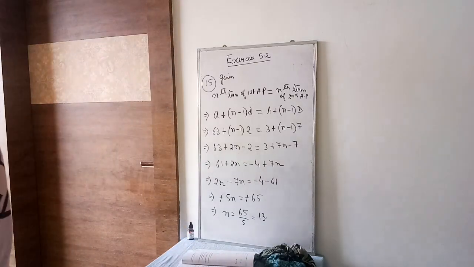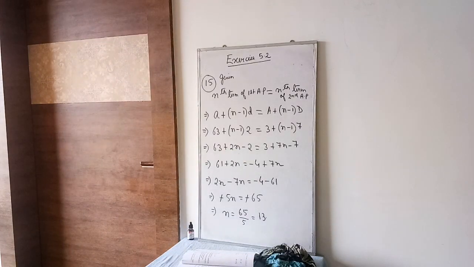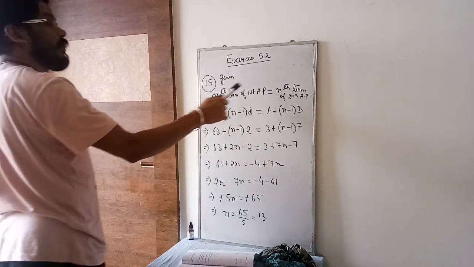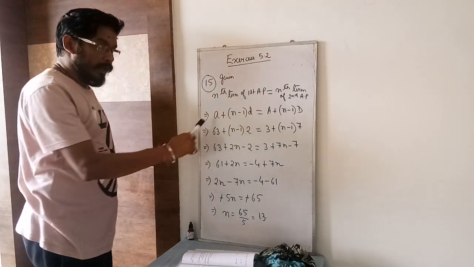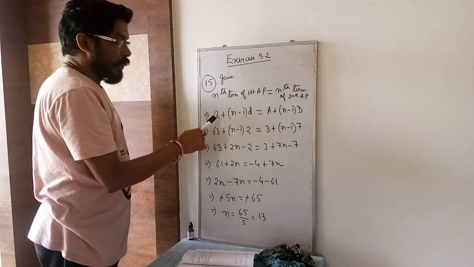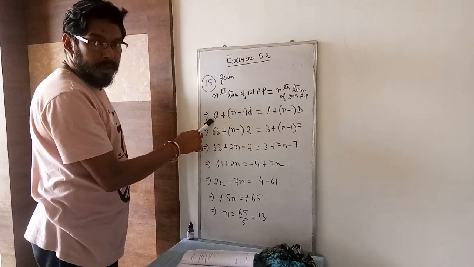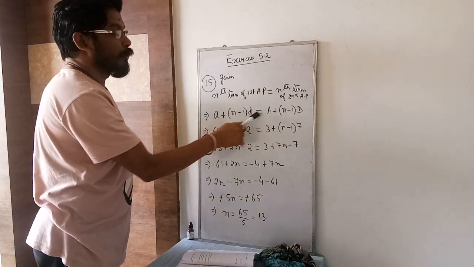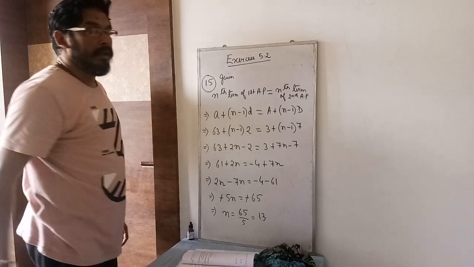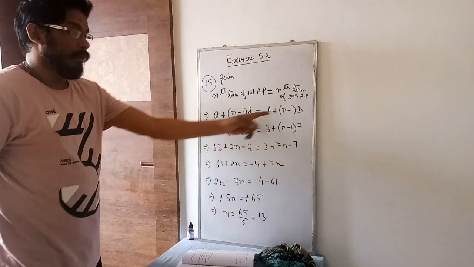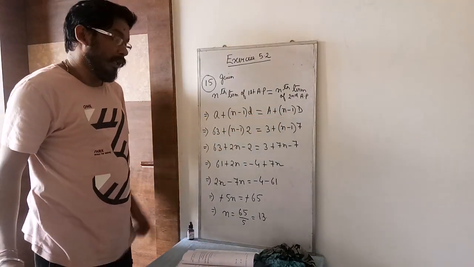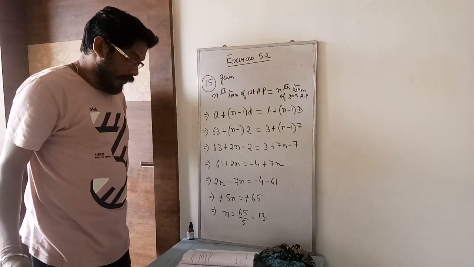Okay, so take the screenshot. It was given in the question that the nth term of the first AP is equal to the nth term of the second AP. So I have used the nth term formula. Here I have used small letter a for the first term and small d. Here the first term is capital A and capital D is the common difference of the second AP. Now put the values and you will get it.